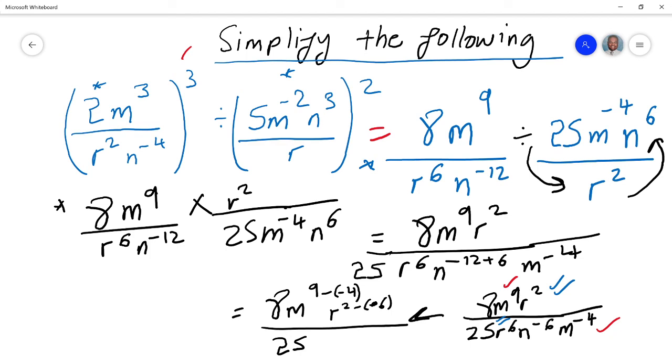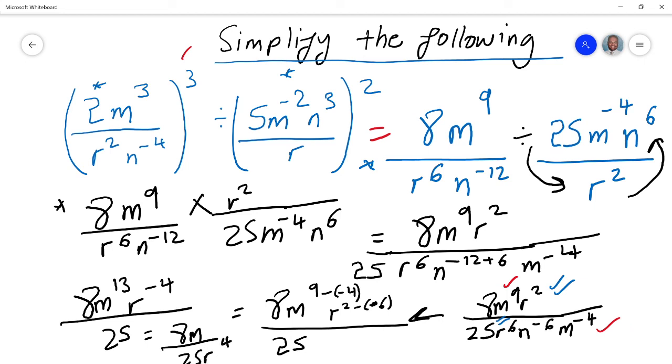And what do we get from there? That's going to be 8 m to the power 13 r to the power negative 4 divided by 25. All right, you can even further say that's 8 m to the power 13 over 25 r to the power 4. Okay, so you can either leave the answer like that or you could leave the answer like that. All right, you get to those answers. So if you look at this question here, you can see we've been applying 2 or 3 laws of indices in this question. And if you want to solve complex questions like this, you need to apply at least 2 or 3 laws or rules to get to the answer.